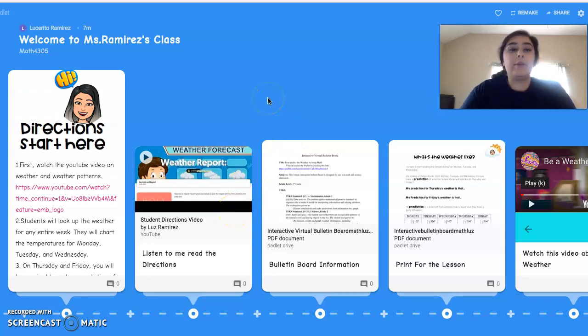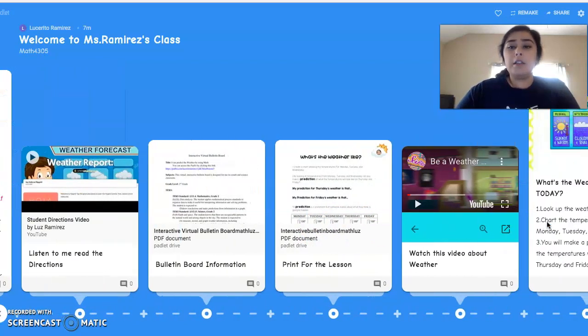Ms. Ramirez, and I will be showing you my interactive bulletin board. I chose Padlet just because I didn't have the materials to make a physical board, and I've never worked with Padlet, so this was fun. So first of all, my students will start here and read the directions. They will first watch the YouTube video on weather and weather patterns. I provided the link. I've also posted it right here.